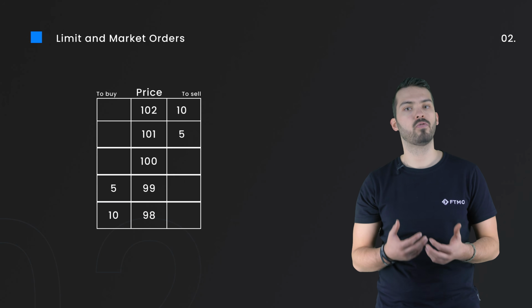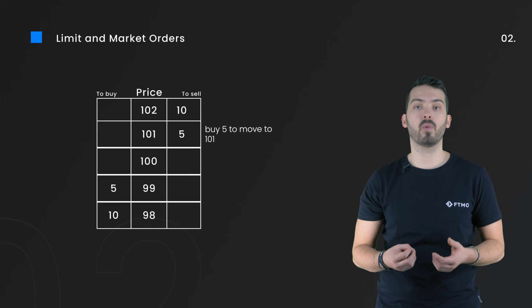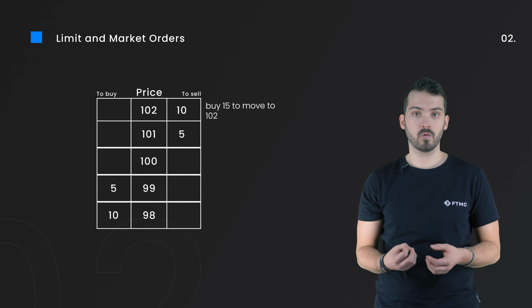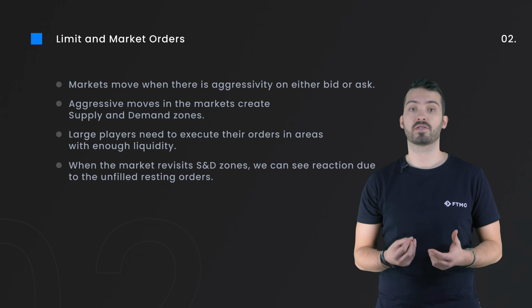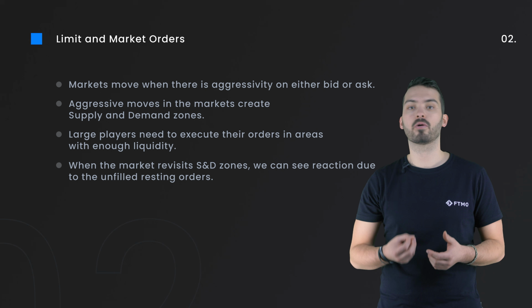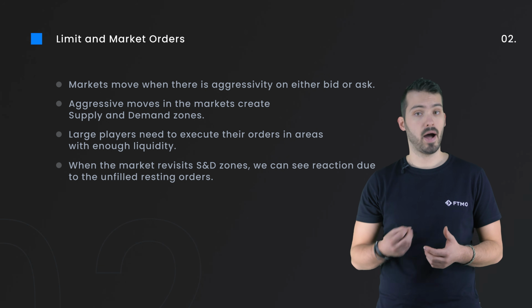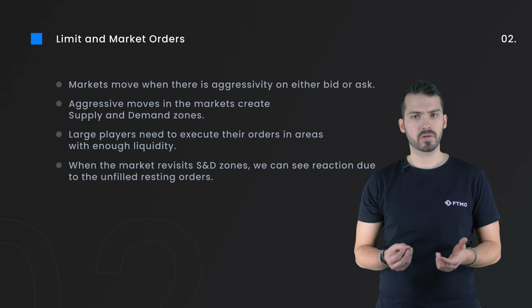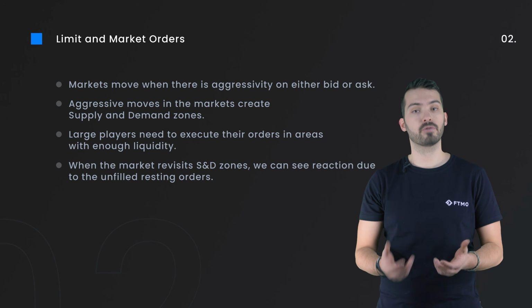For the market to move higher, there has to be someone who will buy 5 contracts to move to 101 and 15 contracts to move the price to 102. If aggressive buyers want to move price higher, the limit sellers above the price start to pull their orders from the order book, and the price will just keep climbing higher. When there is an obvious aggressivity from either side, supply and demand zones are created.